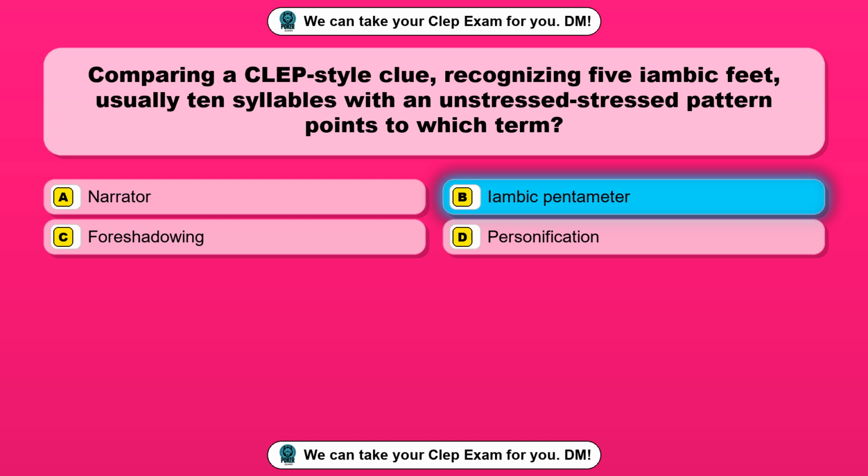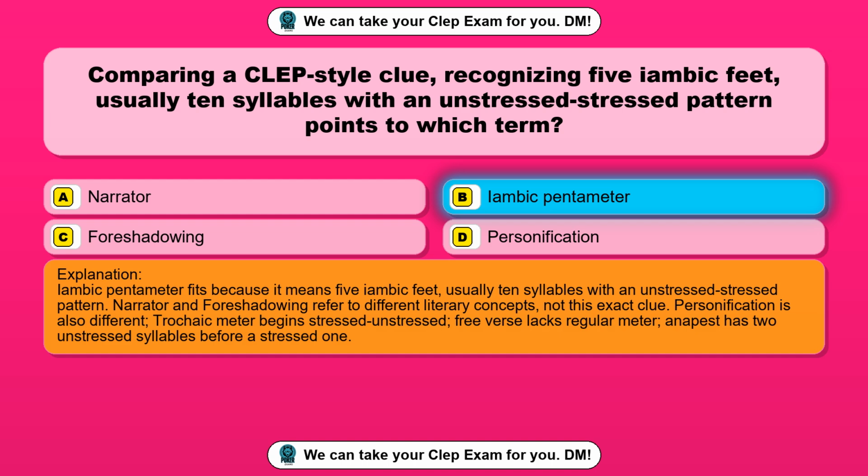Iambic pentameter. Iambic pentameter fits because it means 5 iambic feet, usually 10 syllables with an unstressed-stressed pattern. Narrator and foreshadowing refer to different literary concepts, not this exact clue. Personification is also different. Trochaic meter begins stressed-unstressed, free verse lacks regular meter, anapest has 2 unstressed syllables before a stressed one.